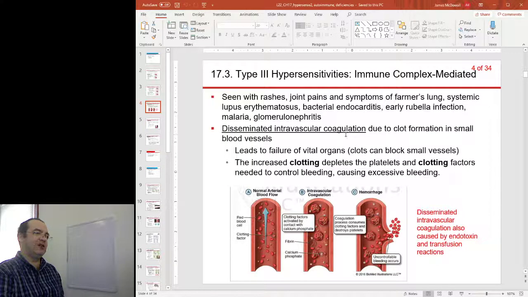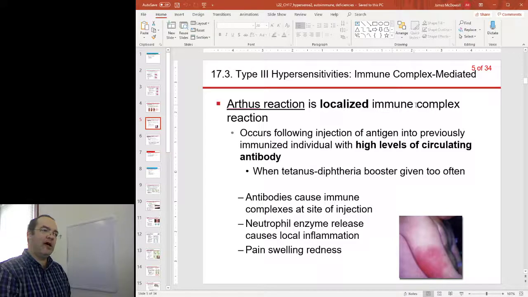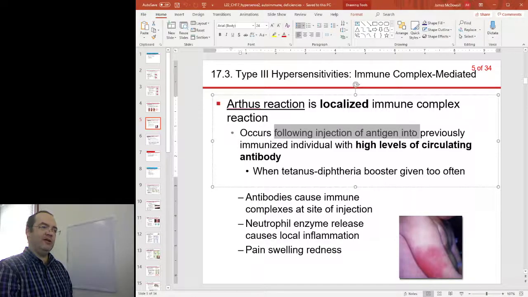Disseminated intravascular coagulation is a systemic disease. That's where the disseminated part comes from. There are also examples of localized immune complex reactions. The Arthus reaction occurs following injection of an antigen into a previously immunized individual.